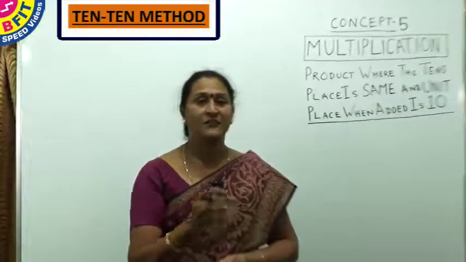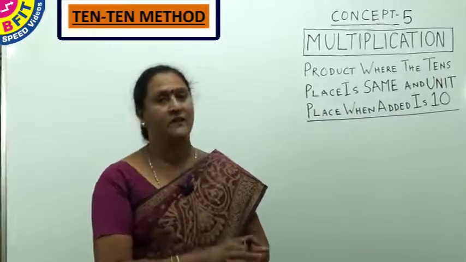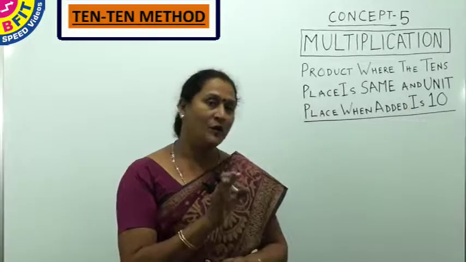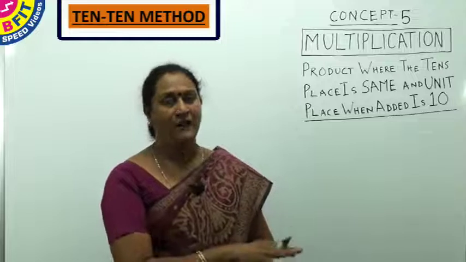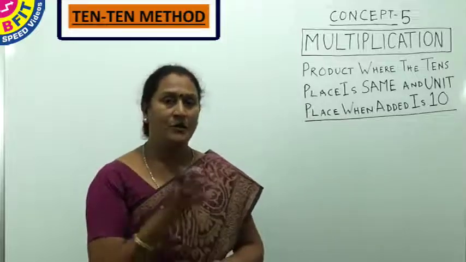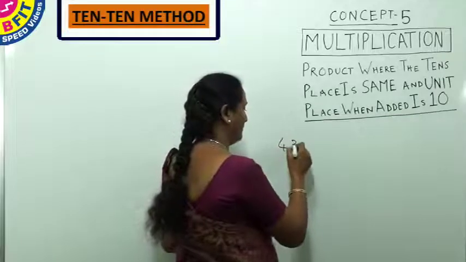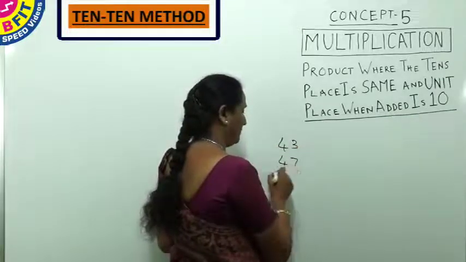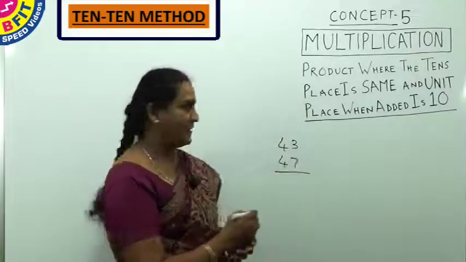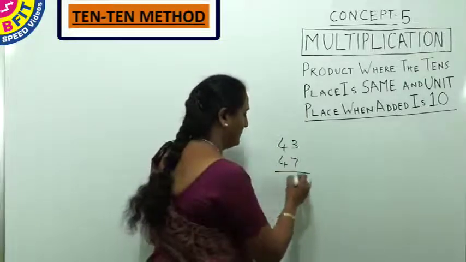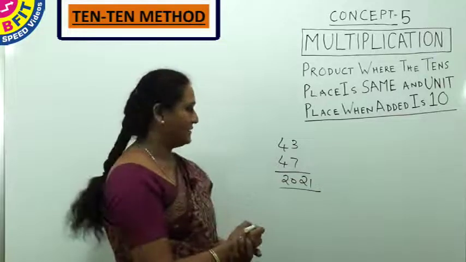What is the answer for the first question? No need to do any paperwork. 43 into 47. The tens place is the same, and the unit places, when added, make 10. So what's the product? 7 into 3, 21. 4 into 5, 20. So 20, 21 is the answer. As it follows the same pattern, that is, the unit places add up to 10: 21, and 4 into 5, 20. So 20, 21 is the answer.